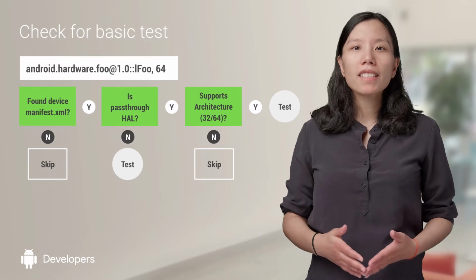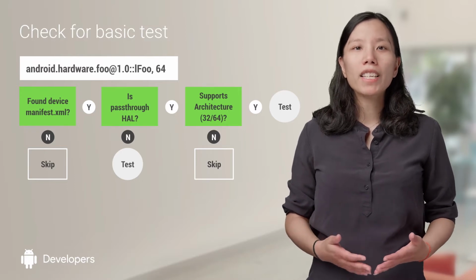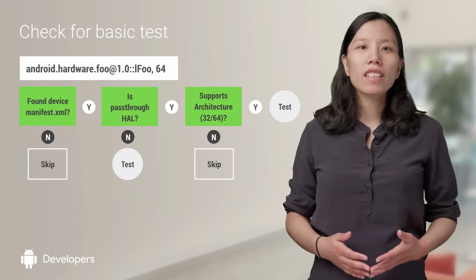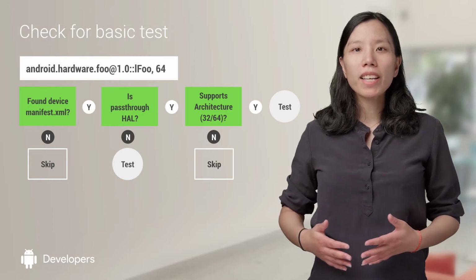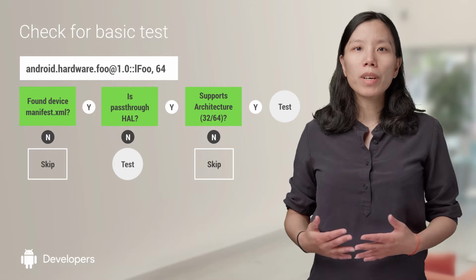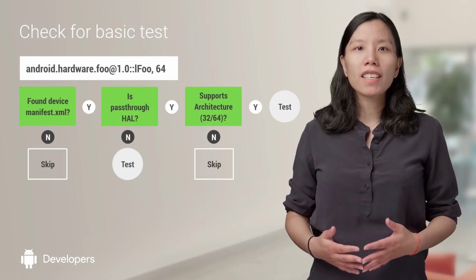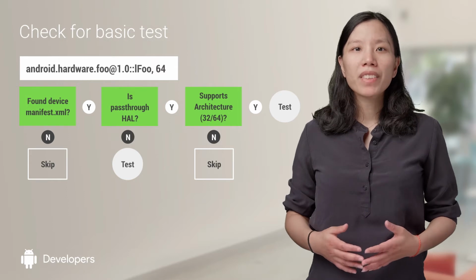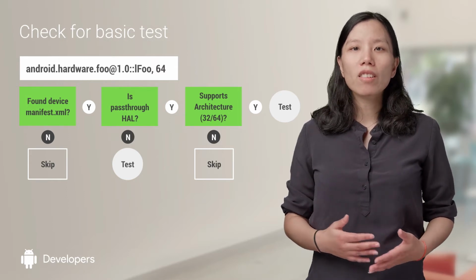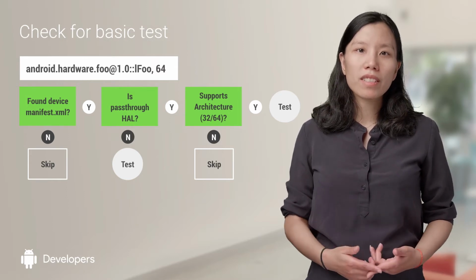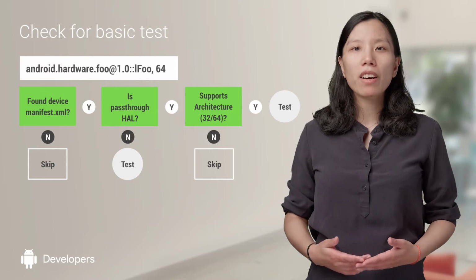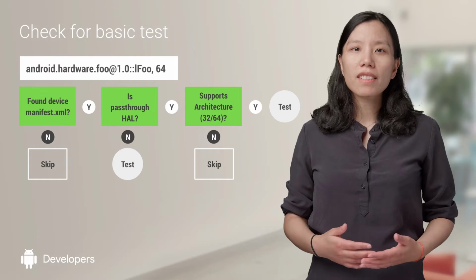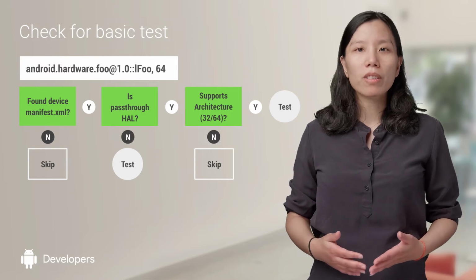For basic tests, which are required by Android 8.0 or higher, the testability checker relies on the device manifest to determine whether to run a particular test, with the decision flow shown in the slides. The decision is based on whether the health is claimed in the manifest file, the health transport mode, and also the system architecture the health supports.